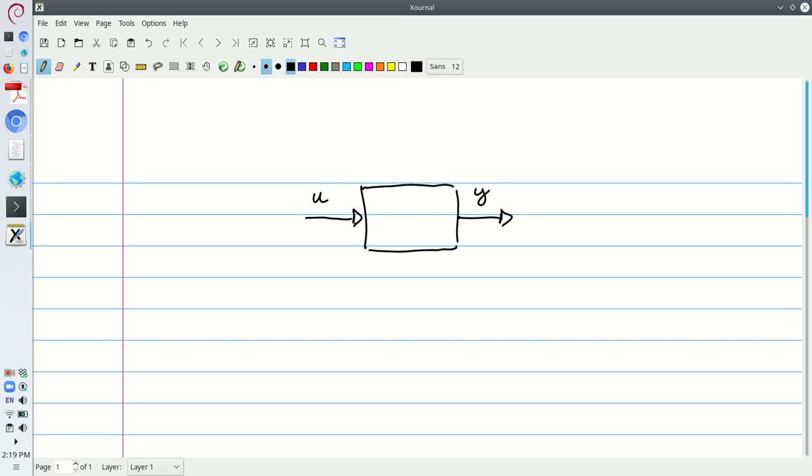So they were isolated systems. Now we are going to consider a situation where we are going to have an input u.